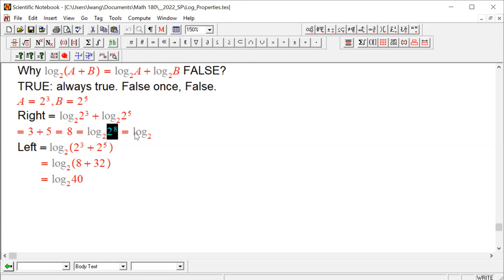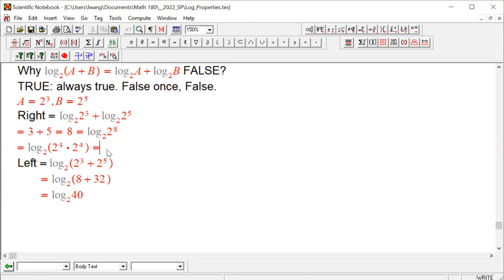2 to the power 8 is 2 to the power 4 times 2 to the power 4, or you can just use your calculator. What is 2 to the power 4? 2 to the power 4 is 16. So this piece equals log of 16 times 16.